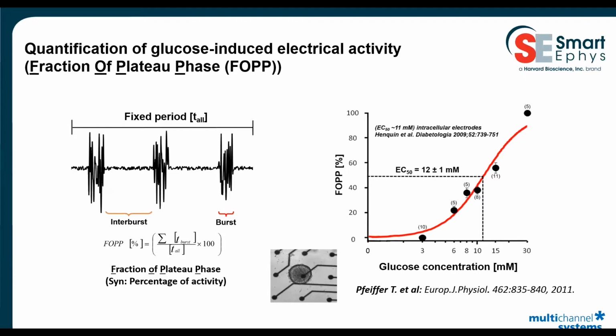Important here is the effective concentration, the EC50 value, which is around 12 millimolar. This was absolutely in line with recordings with traditional methods like intracellular electrodes, and it was the first hint that this technology is more than an alternative. These data were published in our first MEA publication.